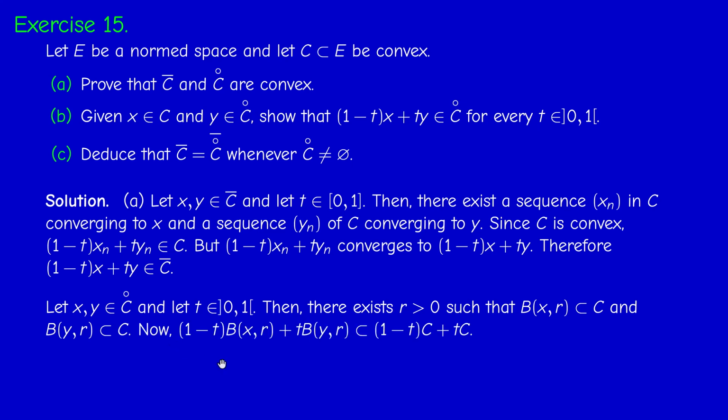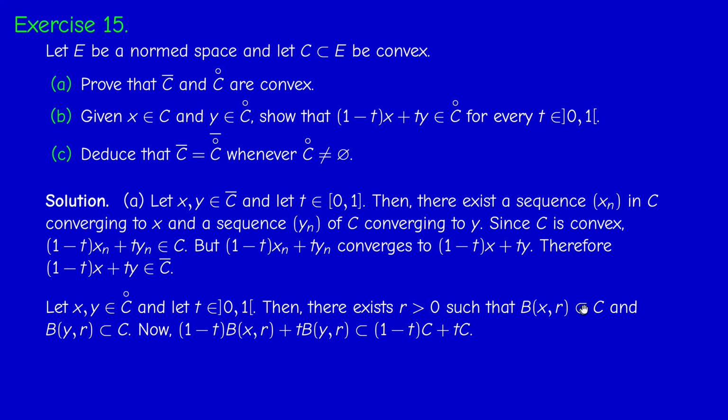Okay, and now, therefore, when I multiply by 1 minus t, the homothetic of this ball with the ratio 1 minus t is contained in (1 minus t)C. And similarly for the other one. So tB(y, r) is contained in tC. So the sum is contained in this sum. So this is just set theory.